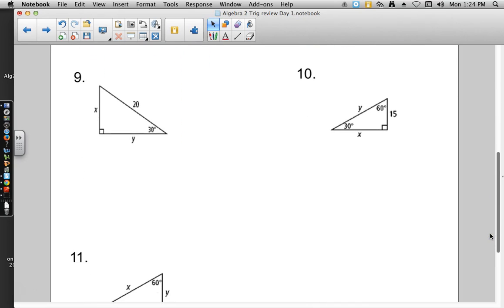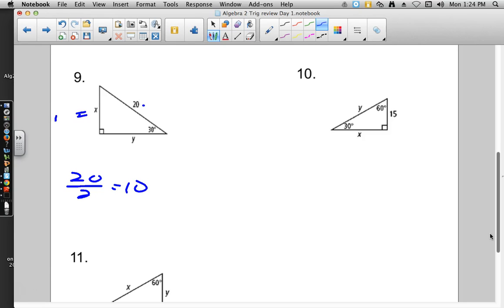Number 9 just happens to be a 30, 60, 90. And I see that they gave me the hypotenuse, but I always start thinking about my short side. So I remember that to go from short side to hypotenuse in a 30, 60, 90, you have to multiply by 2. So to work backwards, we should divide by 2.